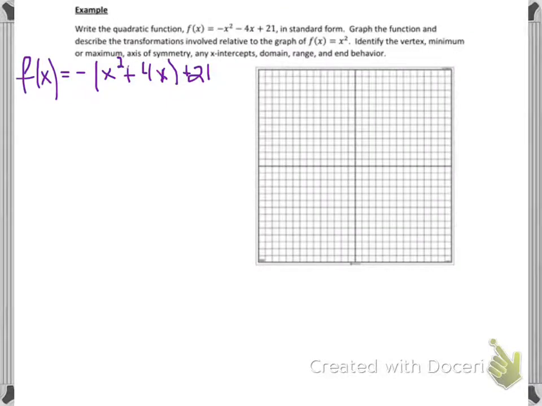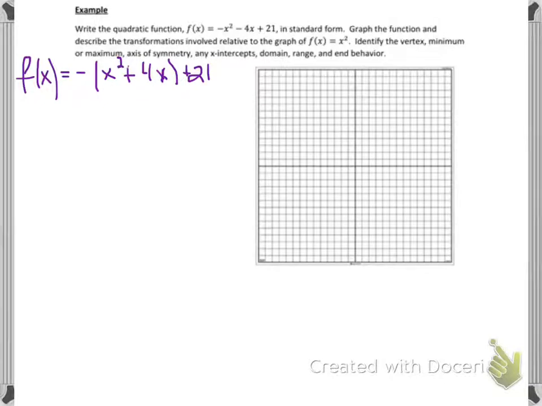So one of the first things that we might want to do when we're trying to convert this function into vertex form would be maybe to factor out this negative sign. Now we have negative quantity x squared plus 4x plus 21. Factoring out the negative sign automatically shows me that I will have a parabola that will be facing down. Now, to be able to convert into that form, we will be completing the square.